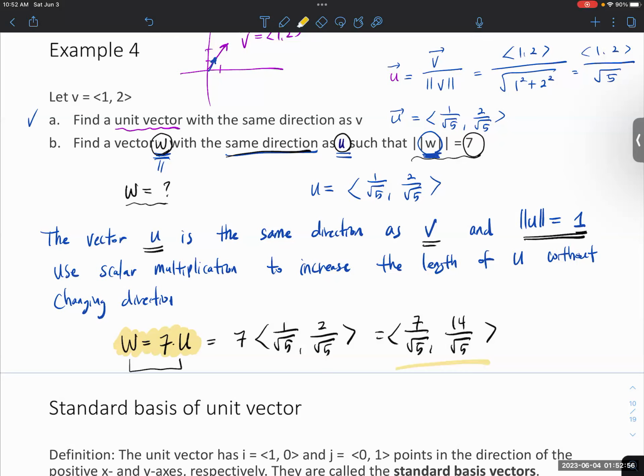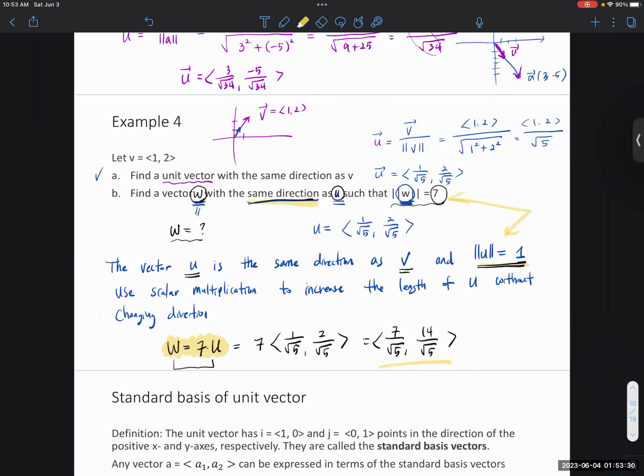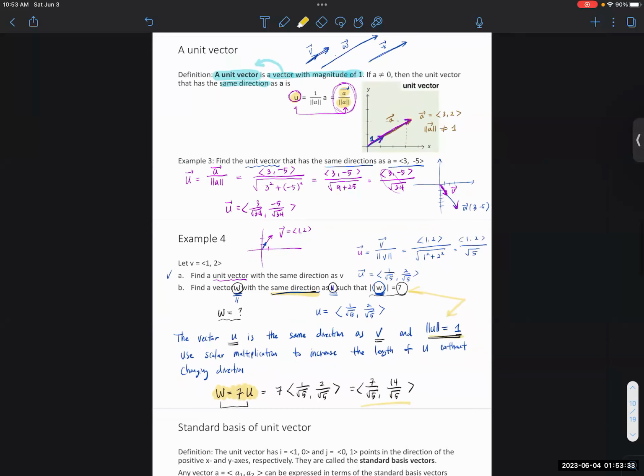My question was a little bit awkward at the beginning, so I just changed the wording. Now you can see how to find the W vector, because they say same direction. That's a hint, okay? U and W have the same direction, and the magnitude of 7 is already given. The magnitude of W is 7, the magnitude of U is 1. So they have a 7 times relationship. You multiply U by 7, so you will get W. Therefore, W is going to be that answer, okay? So that's the concept of the unit vector. I hope you understand what unit vector means.